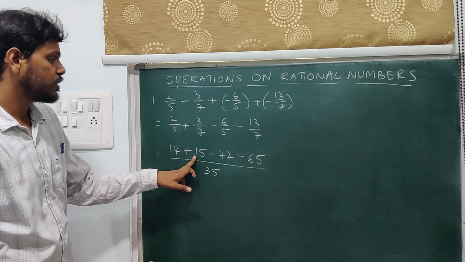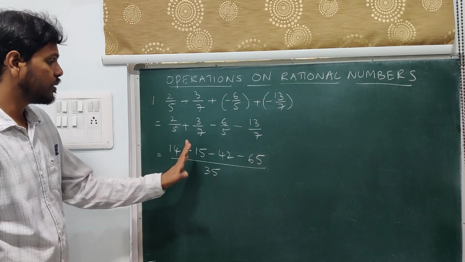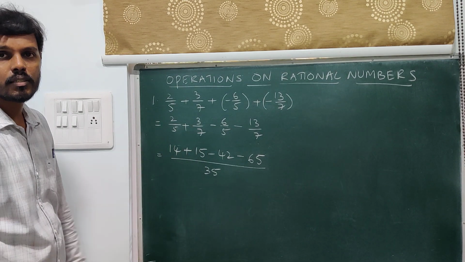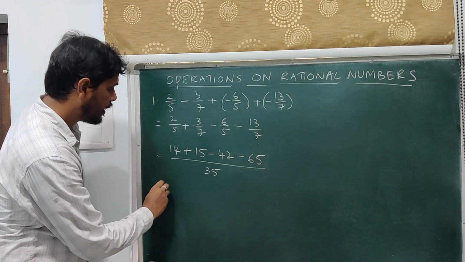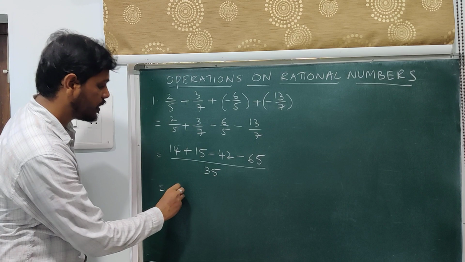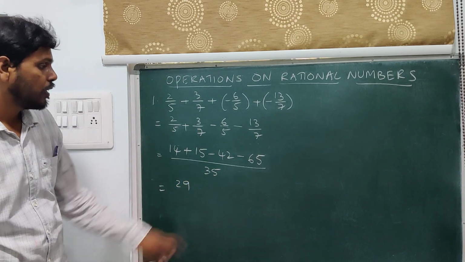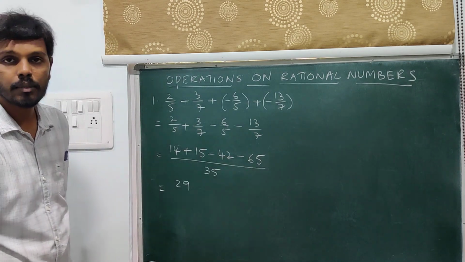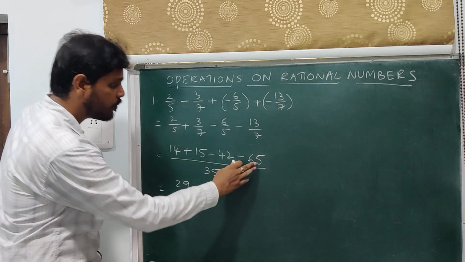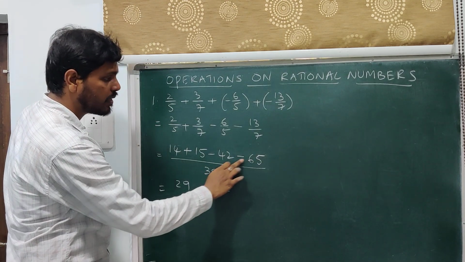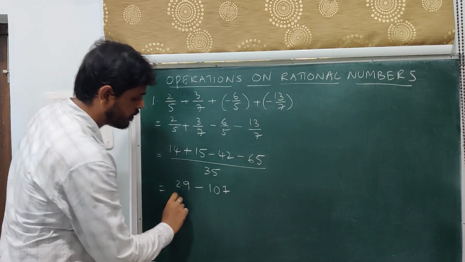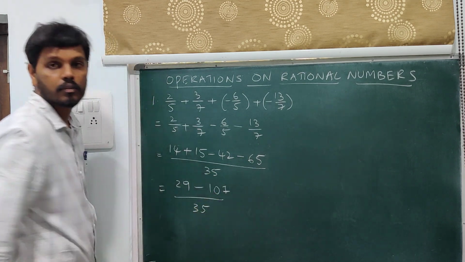Now 14 plus 15, this is a normal addition. You can also interpret it in integer terms: numbers of same signs, you have to add them. So 14 plus 15 gives you 29. Here also the numbers are of same signs, so you add them. What do you get? 107. Biggest number is 65, sign is minus, so keep a minus sign, by 35.